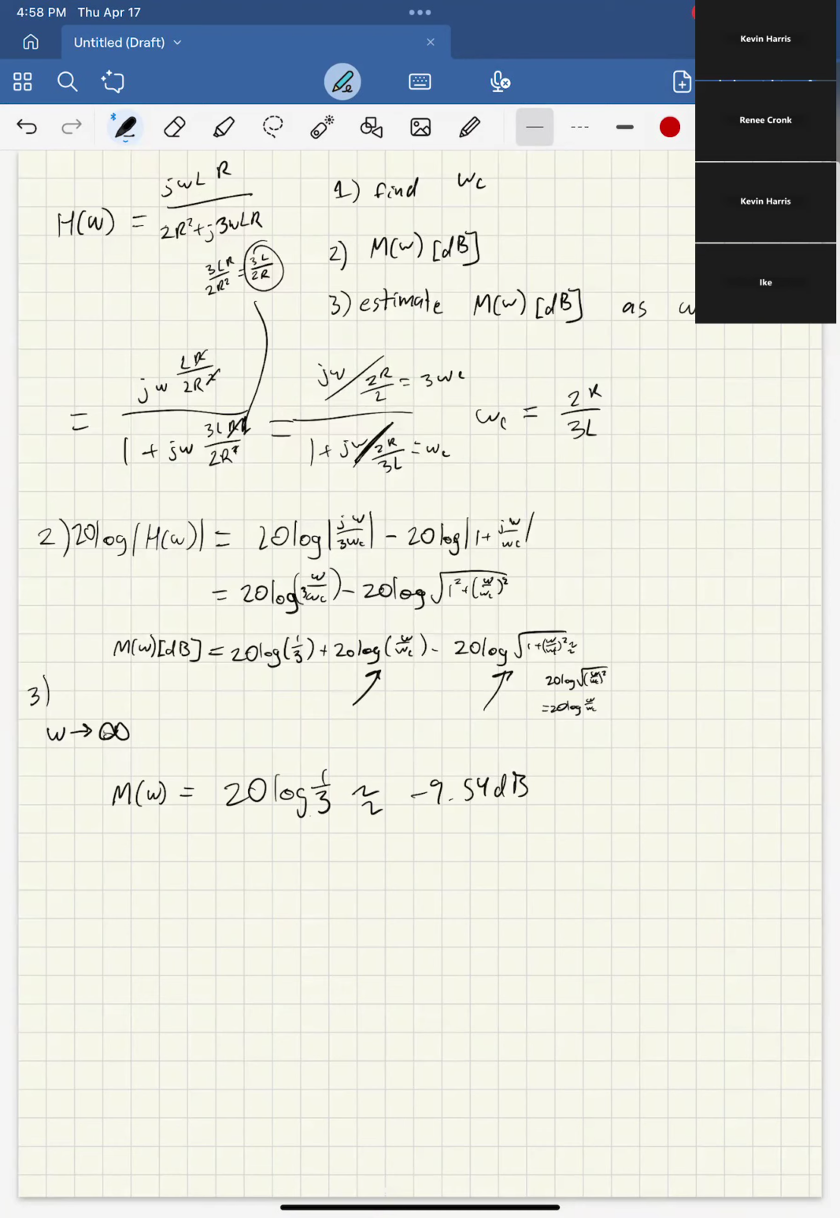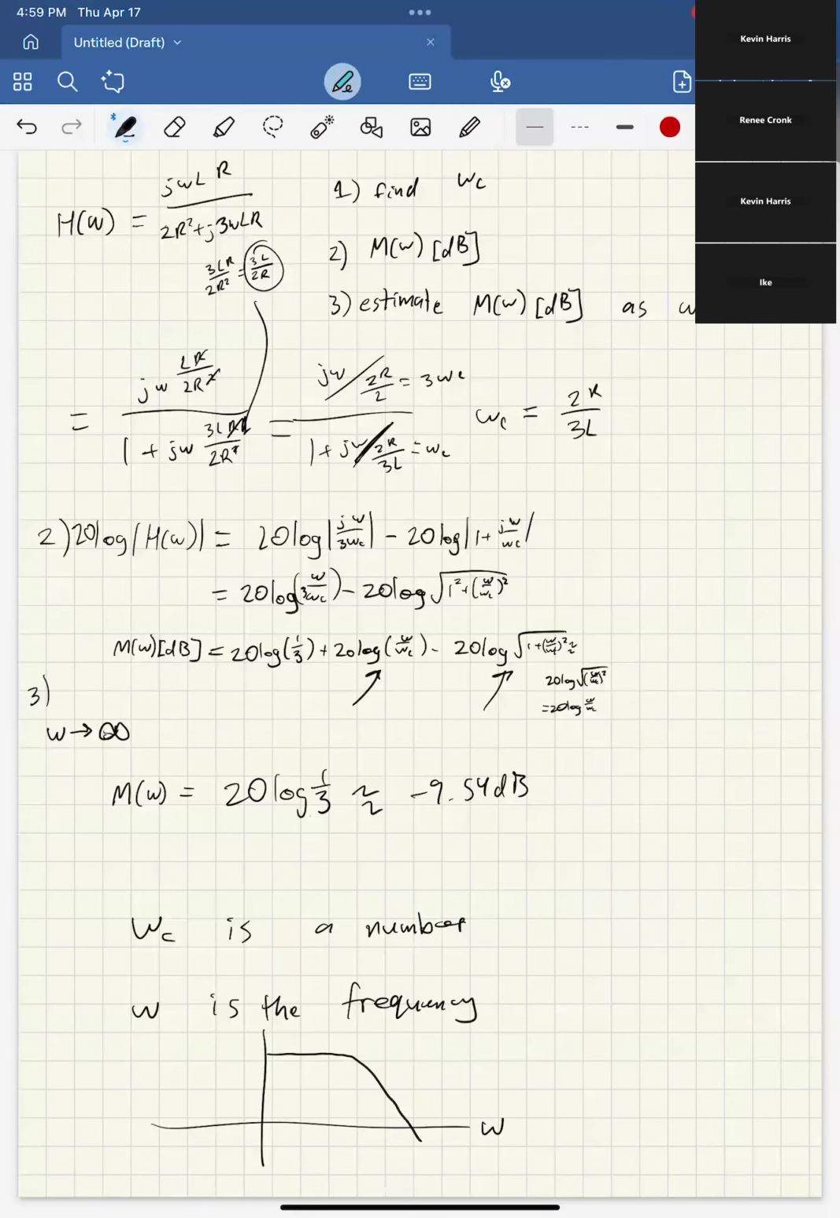So omega and omega c are different? Yes, very much so. Omega c is a number, and omega is the frequency. The point of the transfer function is, if omega is the x-axis there, the transfer function often looks like that, and this is the magnitude in decibels.